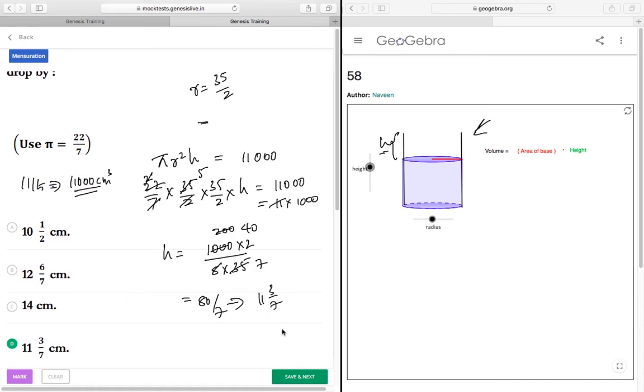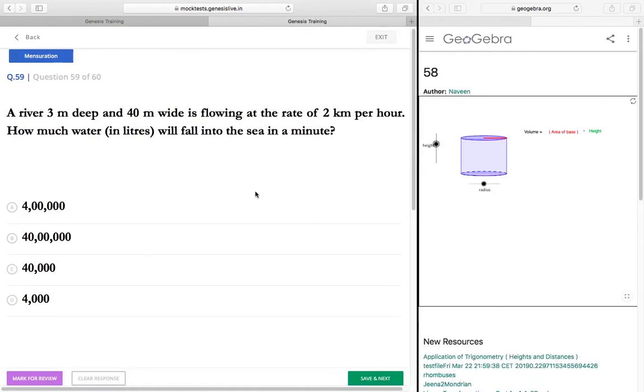Let's move on to the next one. Now ignore this part. We don't need a diagram for this question. The overall volume of water that is flowing in the river is expressed something like this: 3 meter deep, 40 meter wide, and 2 kilometer in terms of length. And that's the overall volume of water that is flowing per hour. How much water will fall into the sea in a minute? Anyways, we'll solve this.